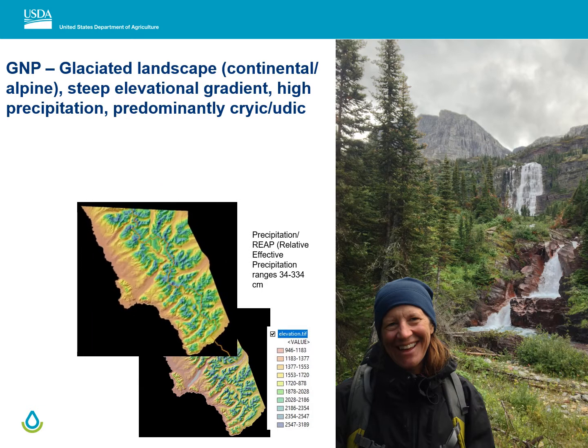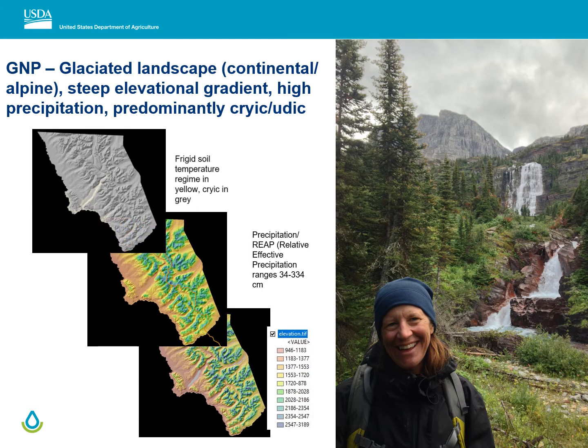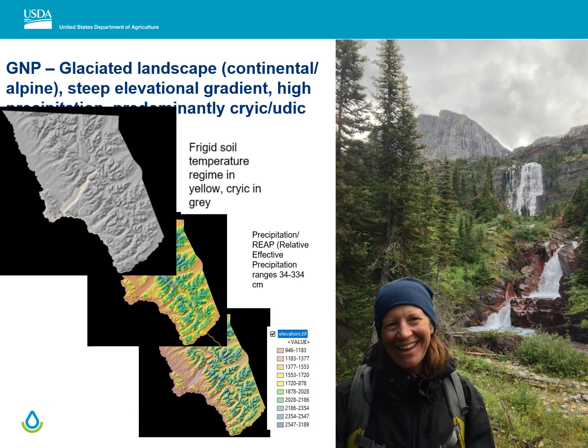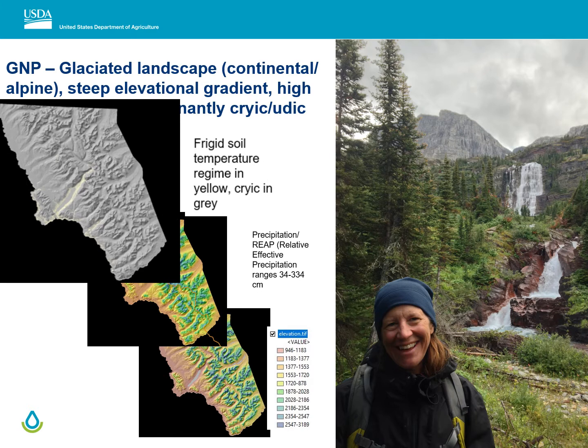eastern front. Glacier National Park ranges from Frigid, a warmer soil temperature regime around Lake McDonald, to Cryic, a colder soil temperature regime of higher elevations throughout the rest of the area. The soil moisture regime is predominantly udic, meaning wet.